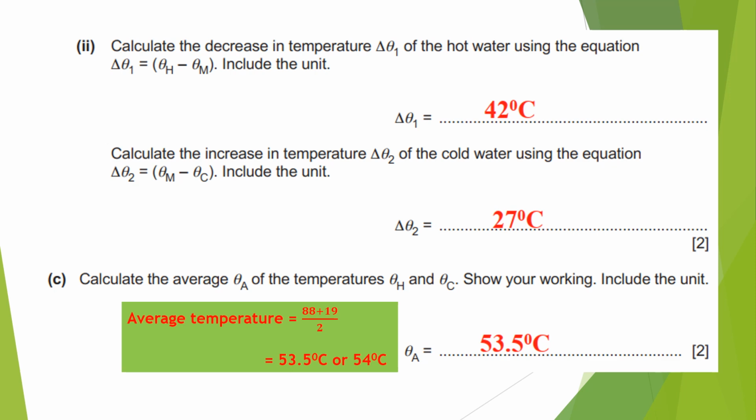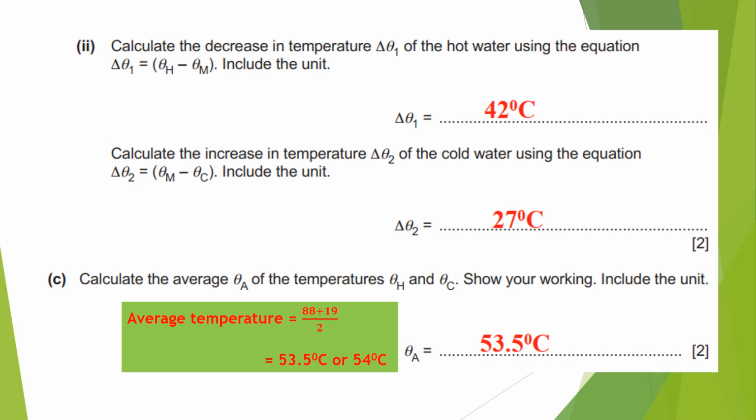Then another one, calculate the increase in temperature delta theta 2 of cold water. The cold water will gain heat from the hot water. So we need to calculate how much the temperature has increased. Again, the formula is given. Just substitute the mixture temperature theta m and the cold water temperature, and you will get 27 degrees Celsius. Clearly, the unit is not given, so we need to write the answer with the unit.